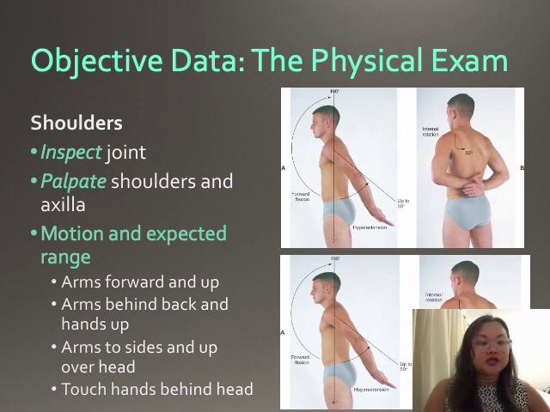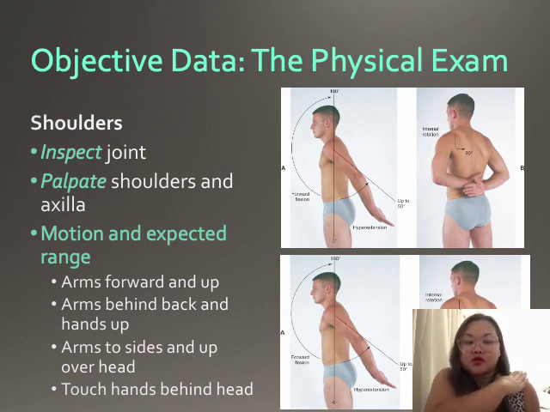Again, you're doing all these things, active range of motion, and then you can add some strength against resistance as well. And this, reminding you, is cranial nerve 11, and you can test that with strength against resistance as well.